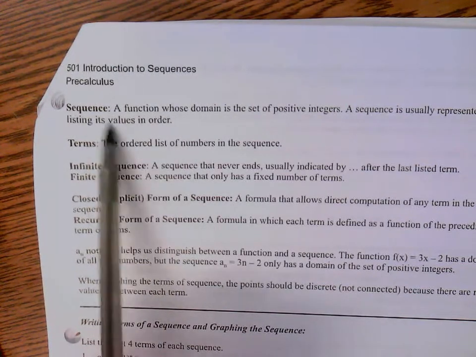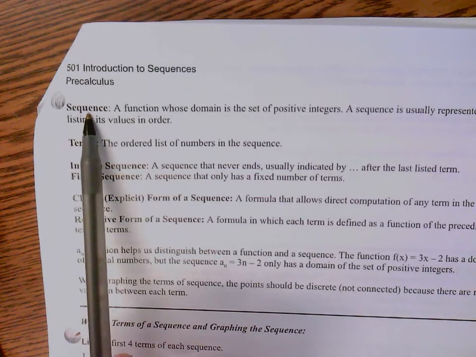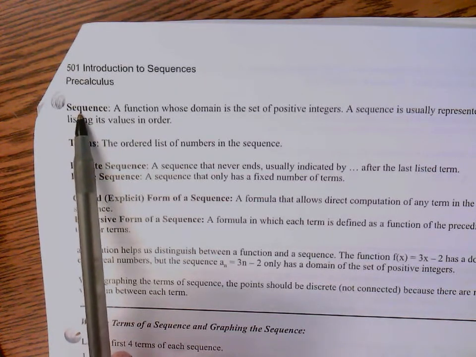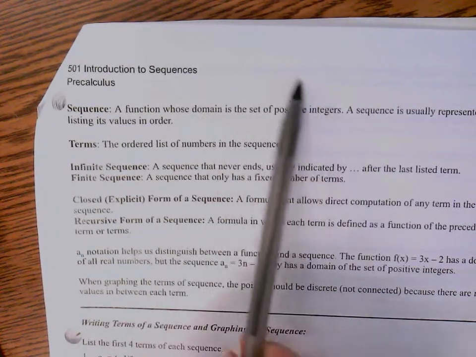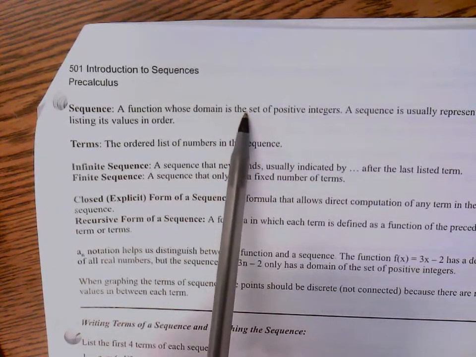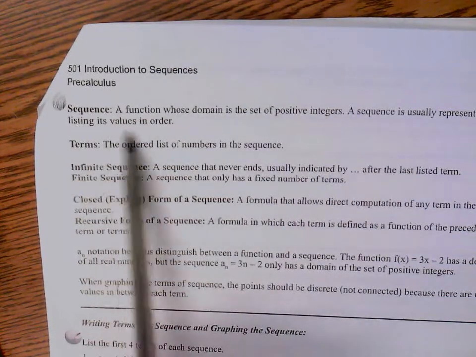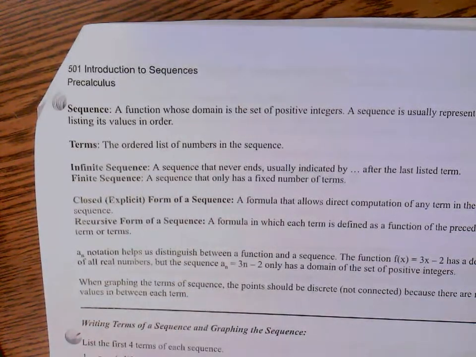So a sequence, think of it as like the months of the year, right? You can't have a negative month. You can't have a partial month. So a sequence just has a domain of the set of positive integers. And it just is represented by listing the values in order, just like that warm-up that we did, right?